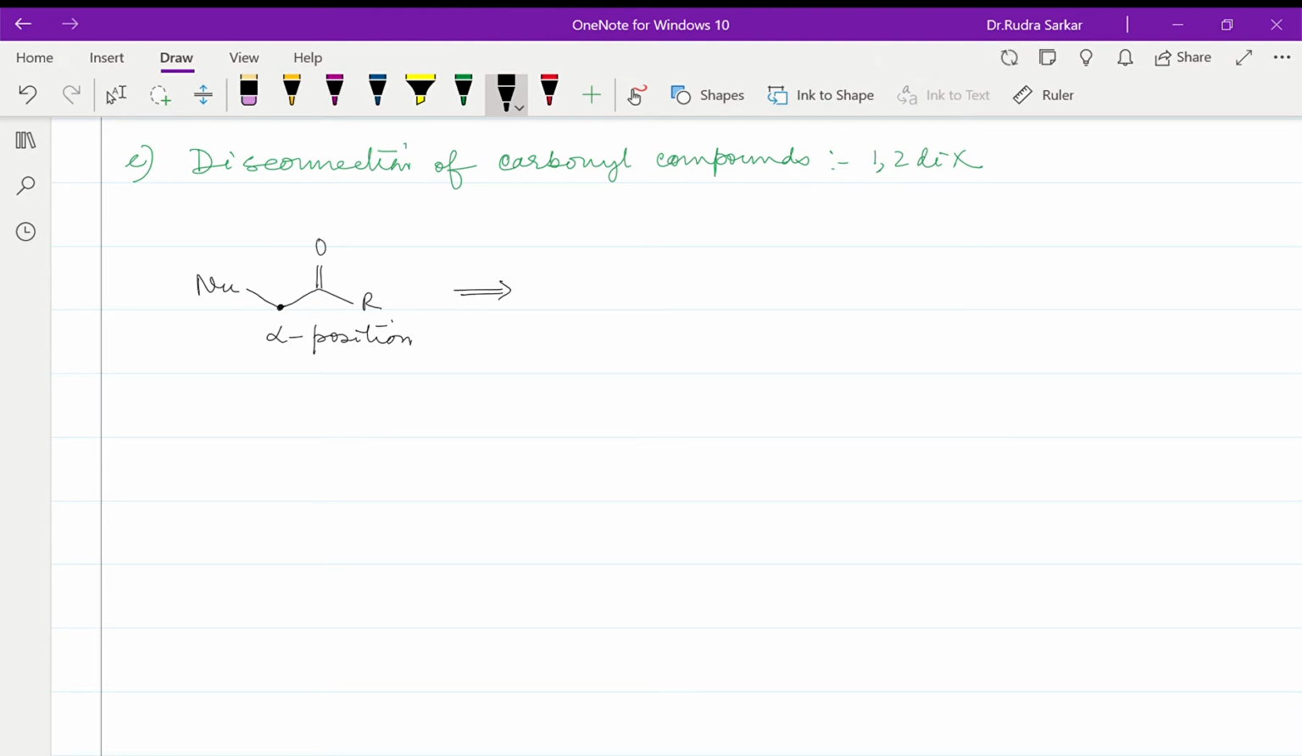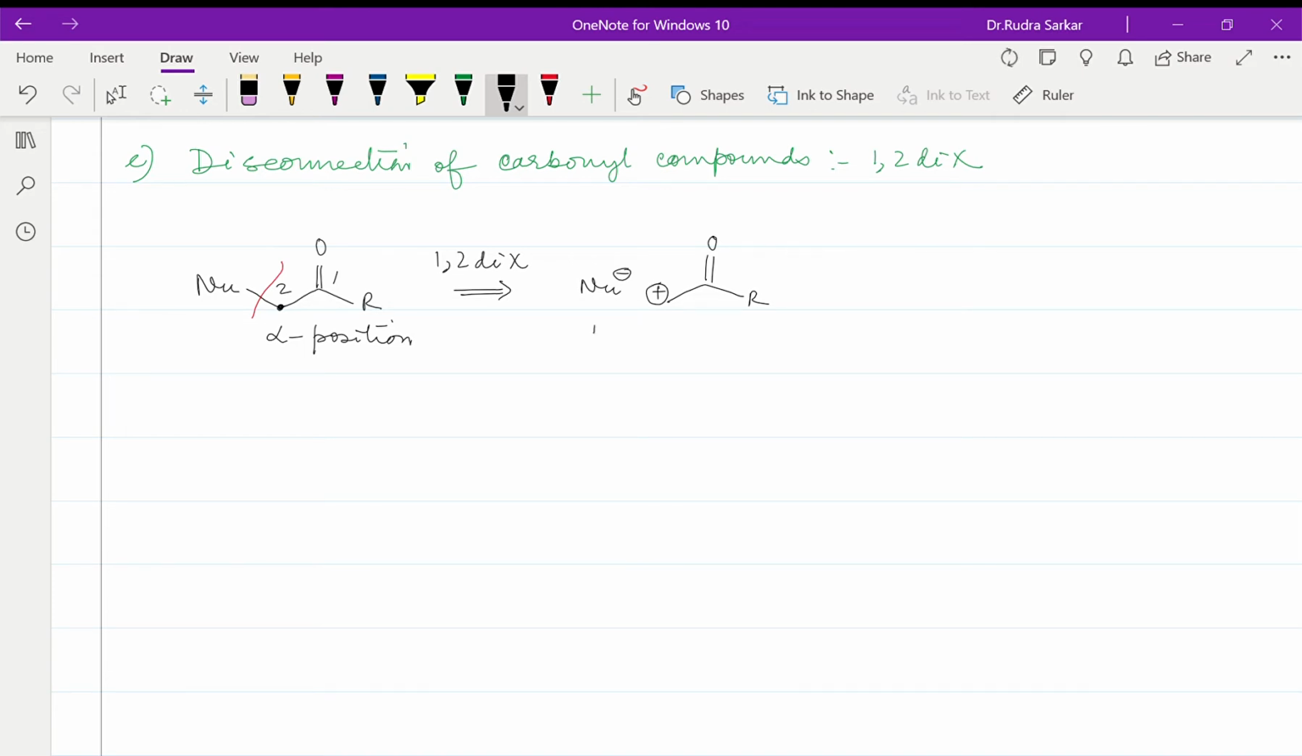So now here, if this is the 1, then this is the 2 position. The disconnection that we are doing over here is 1,2 DIX. So we'll basically break this bond over here. What are the synthons that we will get? It will be Nu minus plus, so the plus sign is over the alpha carbon.